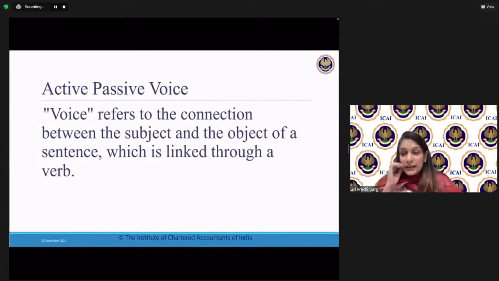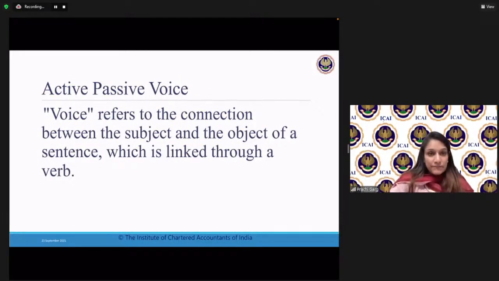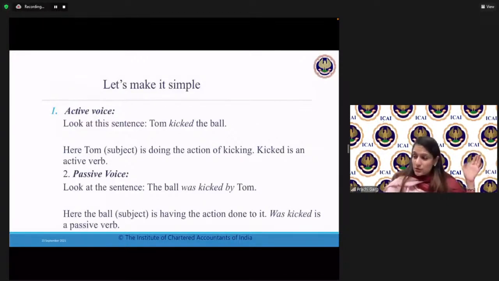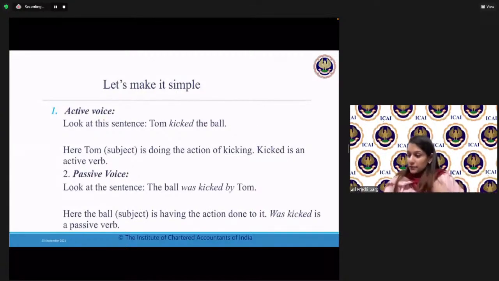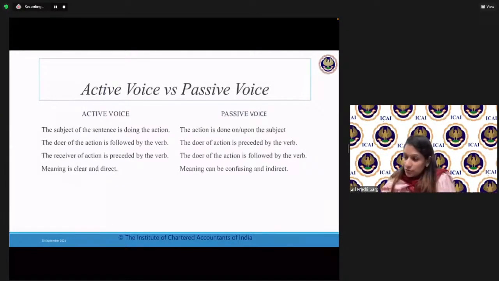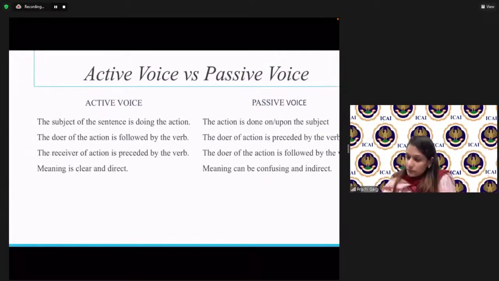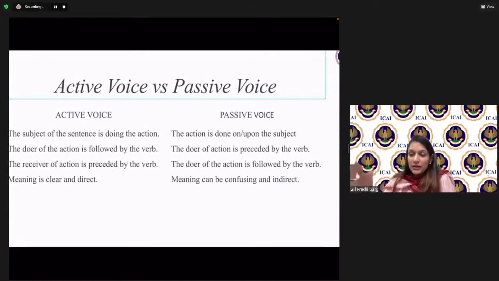Voice refers to the connection between subject and the object of a sentence, which is linked through a verb. Obviously, subject and object, they are linked because of the verb, right? So like I just told you, voice actually builds the connection. So this is how things change, how object becomes subject and subject becomes the agent. Now, this I have already explained to you. Now, this is the basic feature of active to passive.